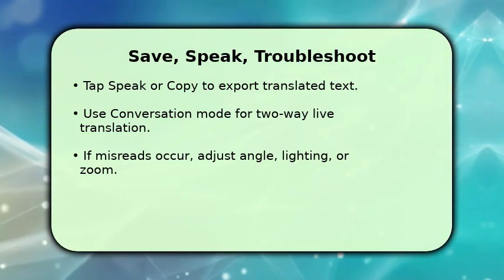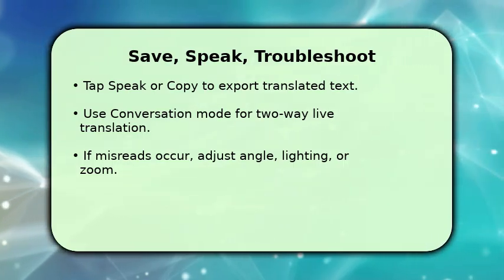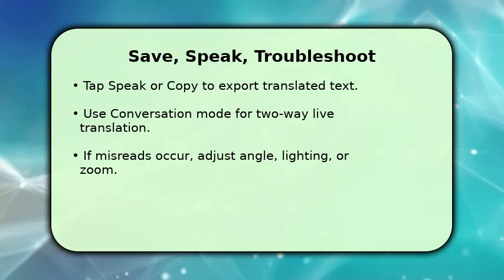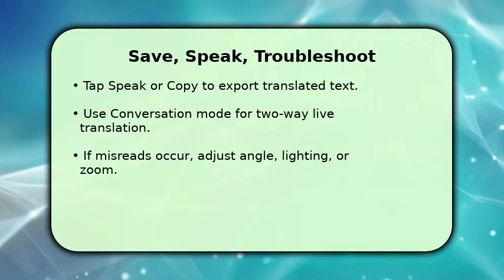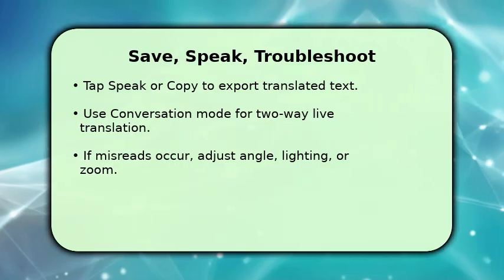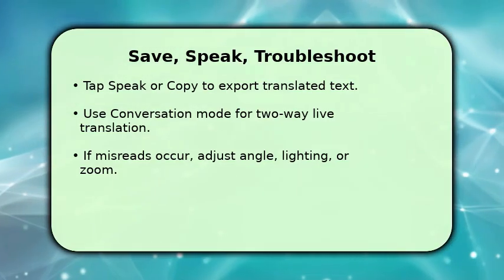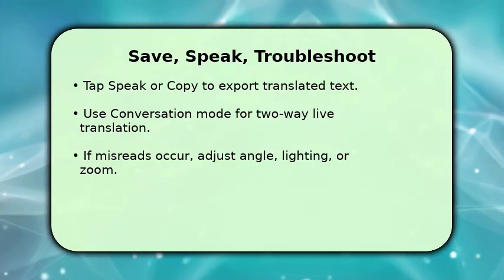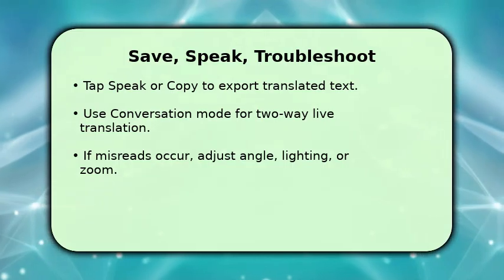If you need back-and-forth translation, switch to conversation mode in the Translate app for continuous two-way speech recognition. To save context, take a photo of the original along with the translated text. If translations look wrong, a quick fix is to change angle, improve lighting, or zoom in for clearer characters. Those adjustments correct OCR errors far more often than settings changes.